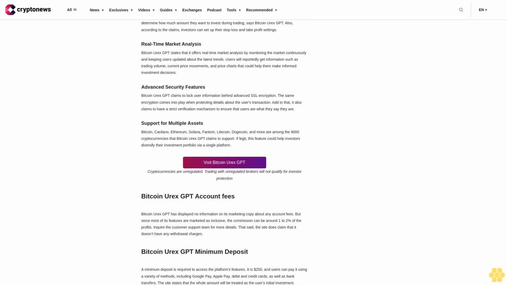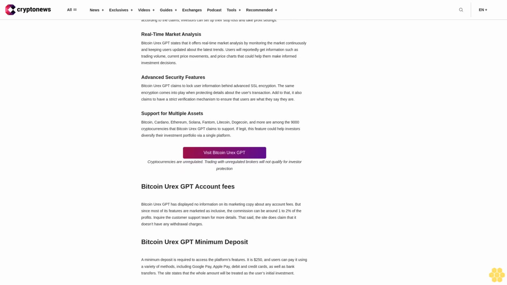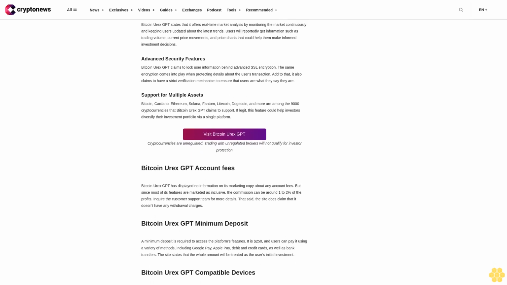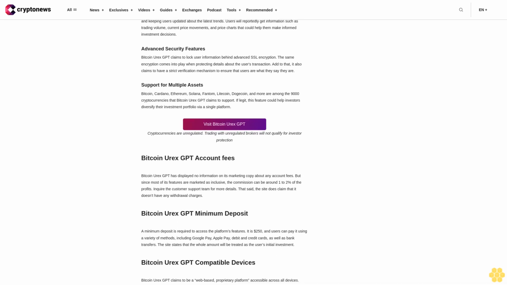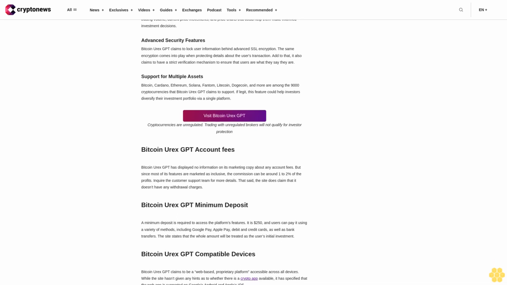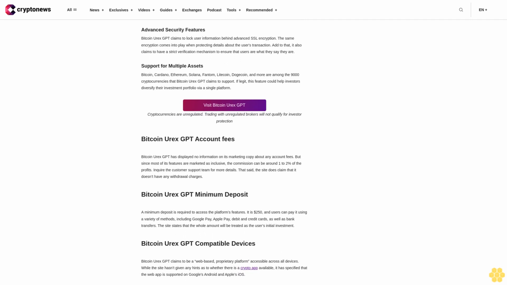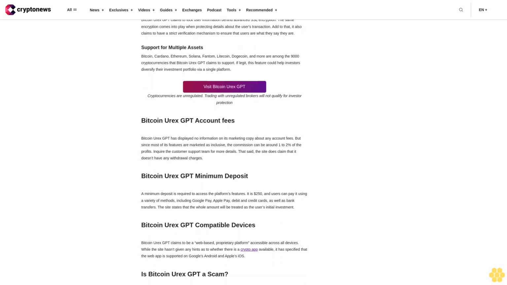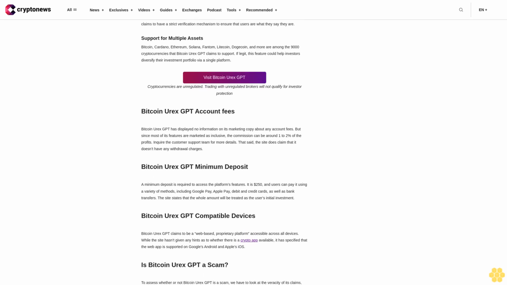Bit Urex AI features. Below are the key features that Bit Urex AI claims it offers. User-friendliness. Bit Urex GPT claims that it has a user-friendly interface that allows even those with limited knowledge to trade crypto. We will provide you with clear and concise instructions, states the platform, making it easier for all levels of traders to interact with the cryptocurrency market.